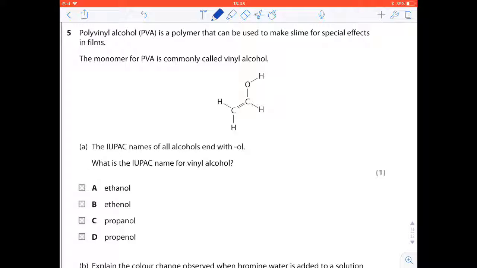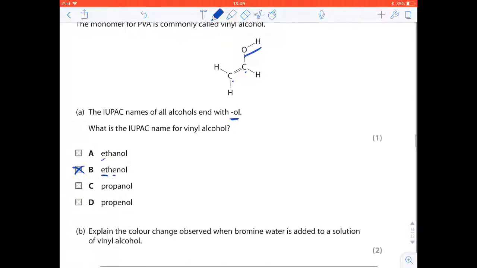The IUPAC name is just what we would always use as the names for organic compounds. So here you had to look at the molecule, you've got 2 carbons, so it must be an eth something. It's got an OH on it, and that means it ends in ol. So you just had to realise that the double bond in the middle gives it an ene in the middle instead of an ane. So the 2 carbons means it's eth, which could be either A or B. The ene in the middle is because of the double bond, therefore the answer is B.